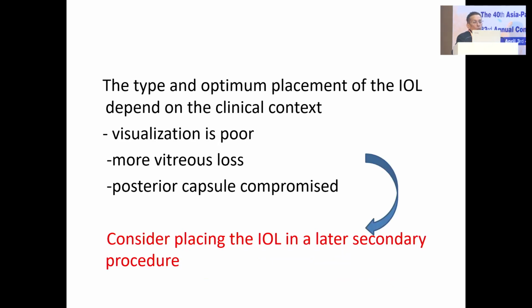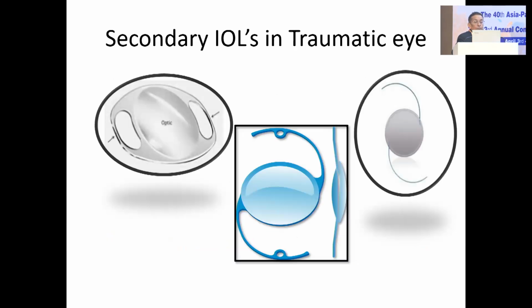Type and optimum placement of the IOL is the most important, because sometimes the visualization is poor, there is more vitreous loss, and the posterior capsule is compromised. So placing the IOL in a later secondary procedure is sometimes beneficial, because then you know the structures well. There are multiple options: you have the iris claw, the scleral fixator, or the glue. I prefer mostly the iris claw.